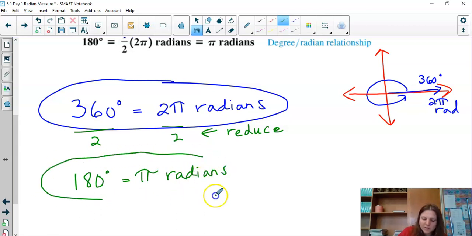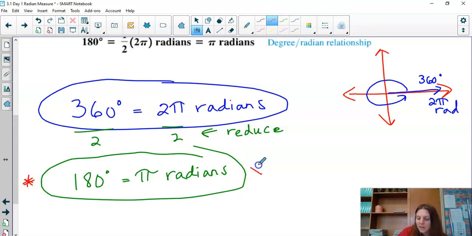So these are the conversions that we're going to be working with. These are the equivalent ideas. 180 degrees, which is actually half of a circle here, is equal to pi radians. And that's the conversion that we're going to be using. Again, these are both true. 360 degrees does equal 2 pi.